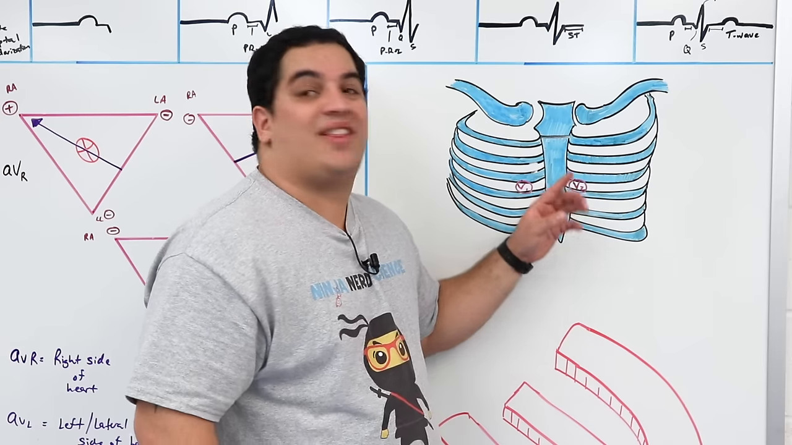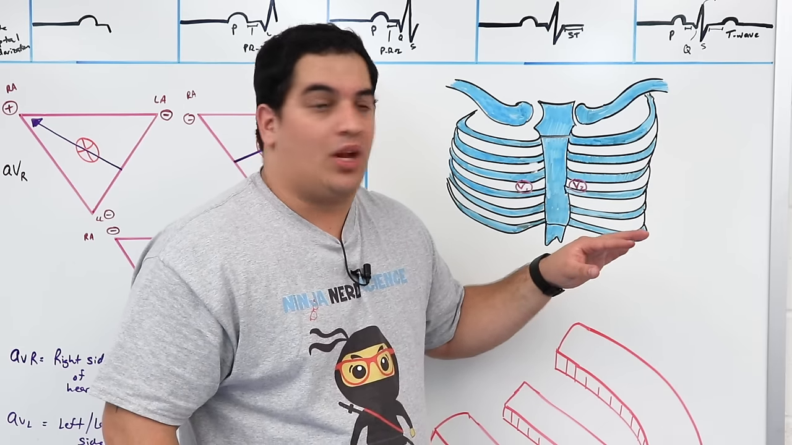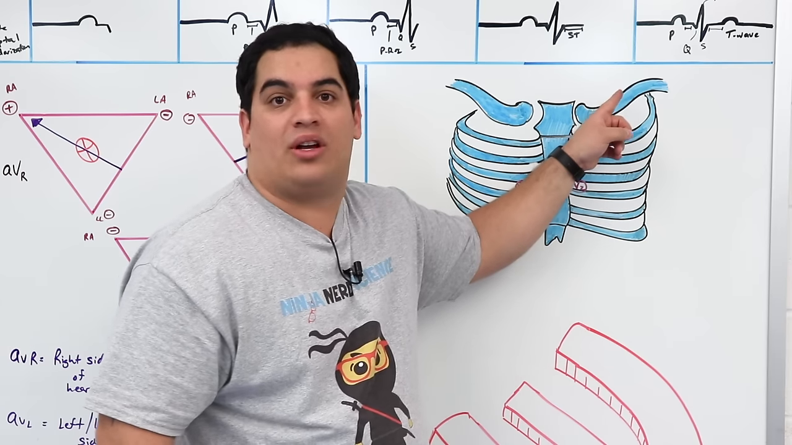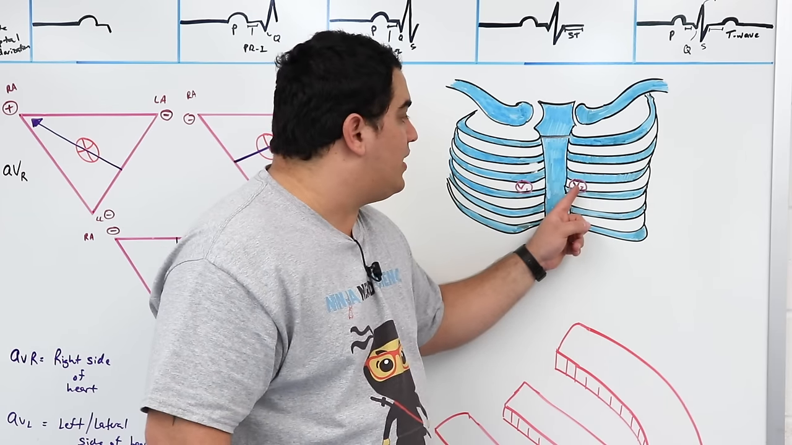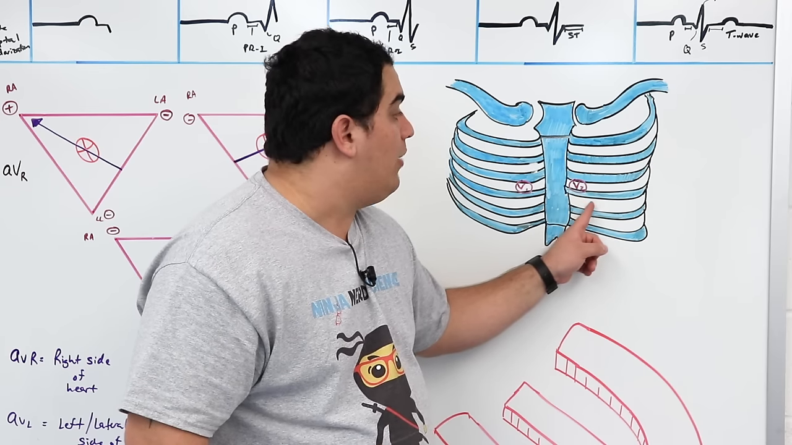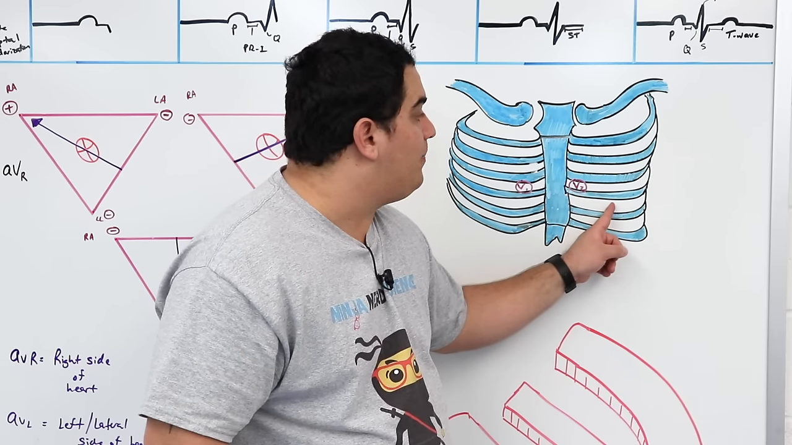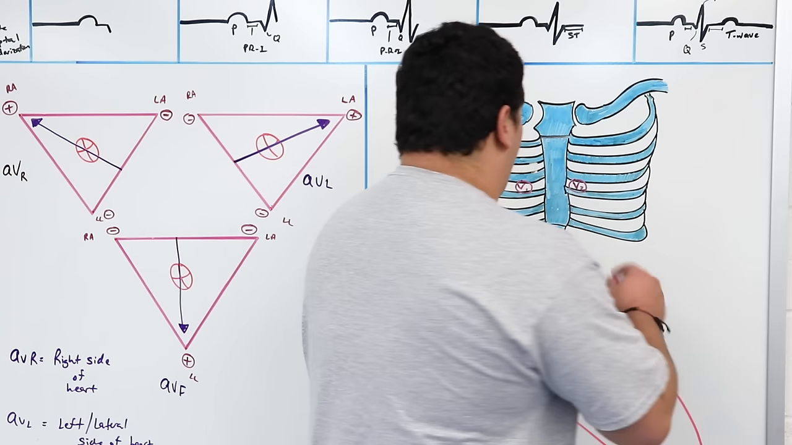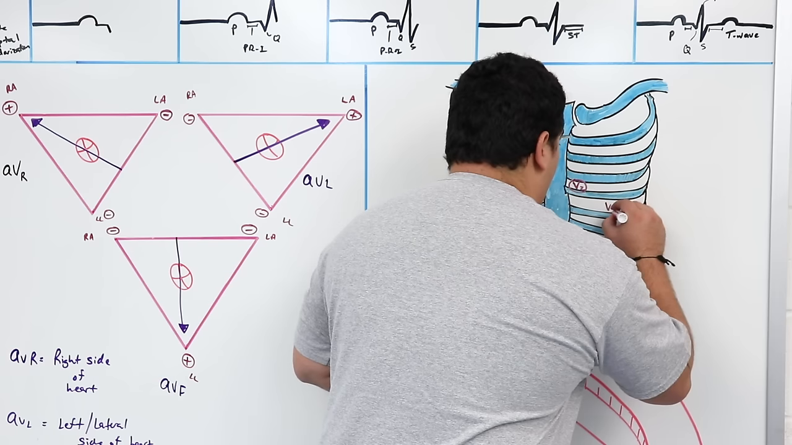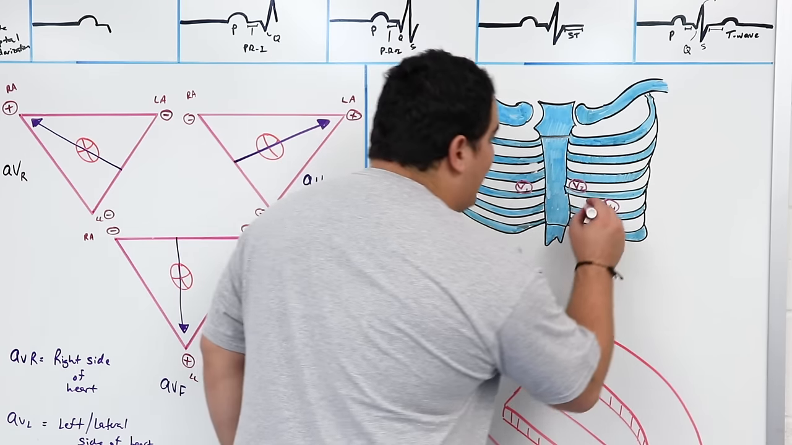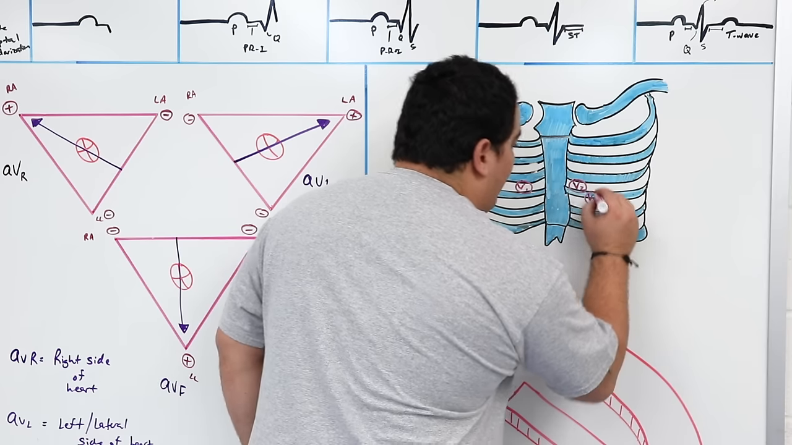V4 is going to go to the fifth intercostal space. But we have to make sure that it's right in the middle part of the clavicle. So we're going to skip V3 and go from the fourth to the fifth intercostal space, to about maybe right here. Let's say that about right there is the mid-clavicular line. We're going to put V4. V3 is going to go right between them. So right smack dab in the middle here, I'm going to put V3.